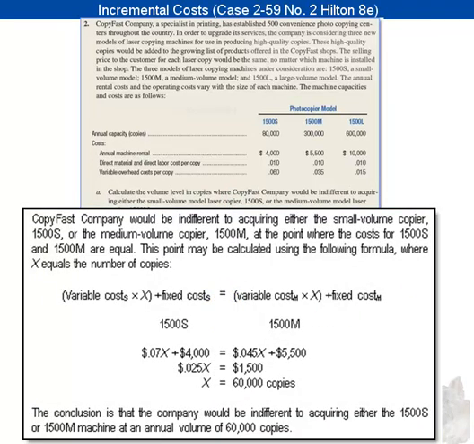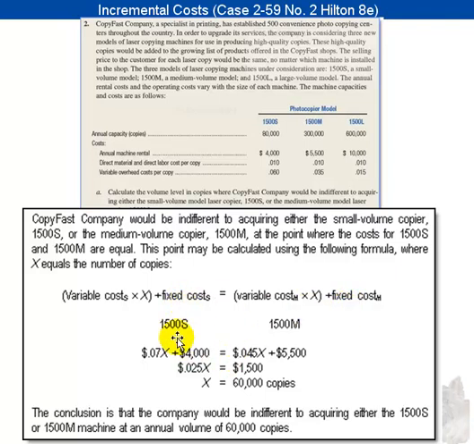Okay, so what you can see is the way you set this up is you have to set up the 1500S equal to the 1500M. In other words, figure out the point at which the cost for the 1500S and 1500M are equal. So you would calculate it by taking the variable costs times the number of units produced plus the fixed cost of the small unit and set that equal to the variable cost of the medium unit times the number of units produced plus its fixed cost. We're adding in the fixed cost because we're comparing total cost to total cost.